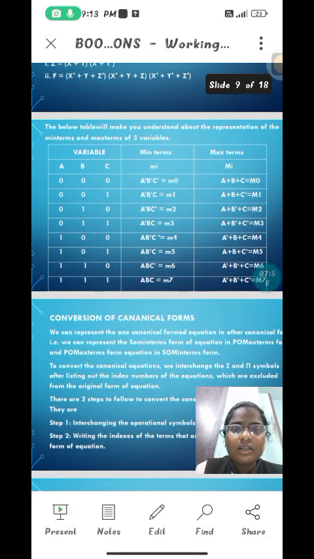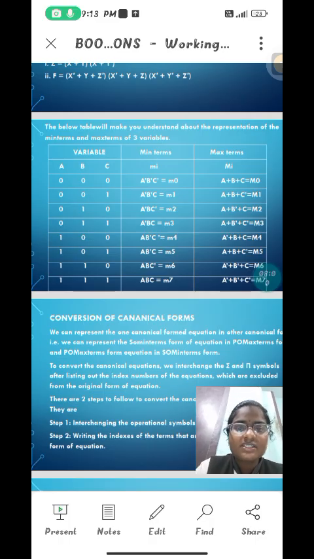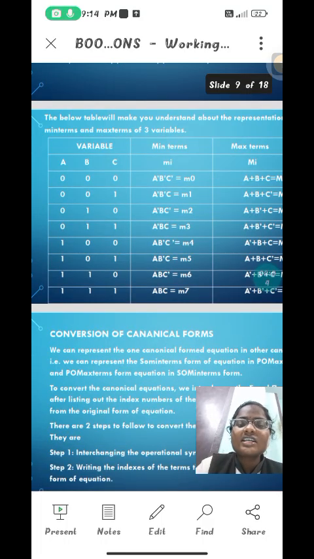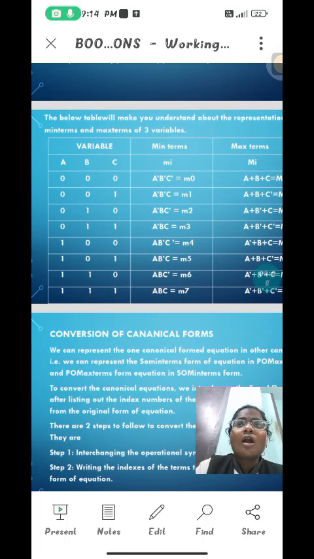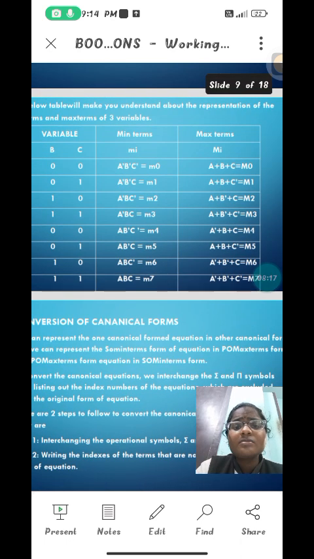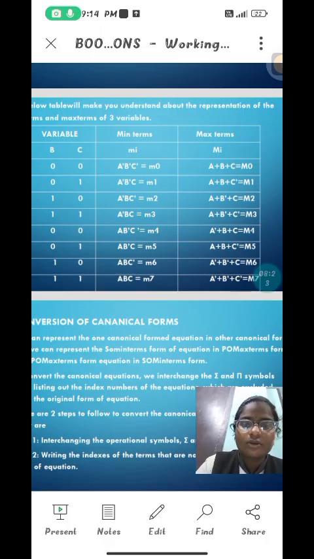The below table will make you understand the representation of the minterms and maxterms of 3 variables. We will discuss it before the class. Minterms: complement value assigned to 0, uncomplement value assigned to 1. Maxterms: complement value assigned to 1, uncomplement value assigned to 0.